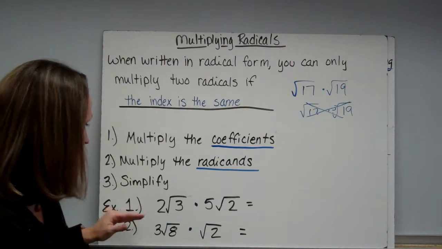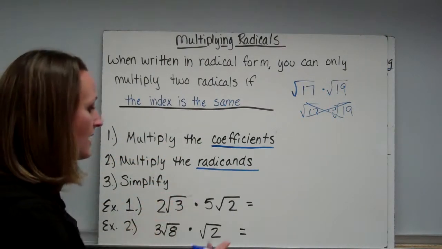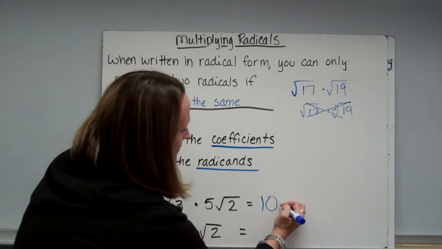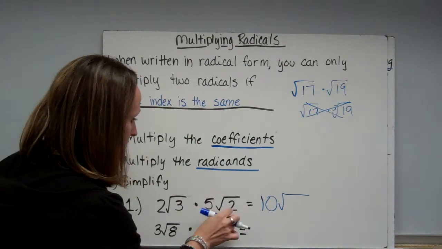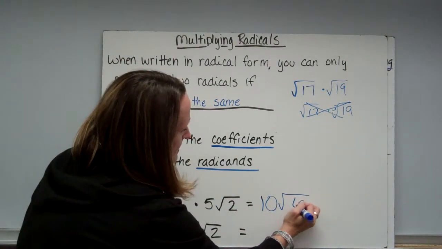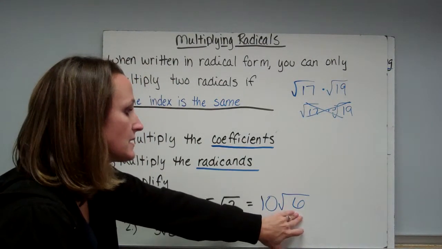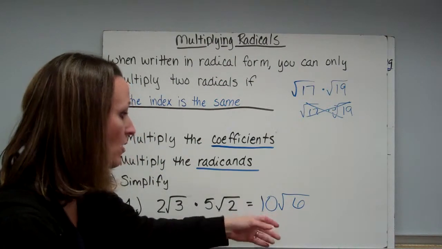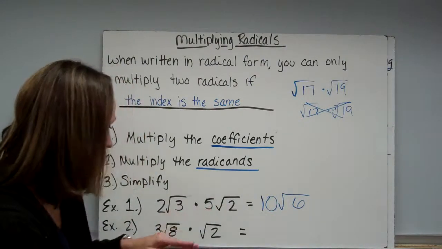So example 1. Okay, let's look at our steps. Multiply the coefficients. So 2 times 5, or 10. Go ahead and write our radical sign, and then 3 times 2 is 6. So under here, 6 is not going to break down at all because it's simply 2 times 3. So our answer in this case would be 10 square roots of 6, and we can leave it as that.